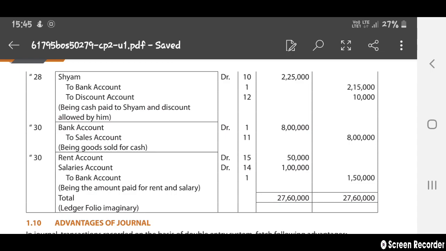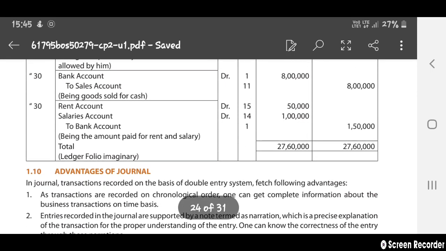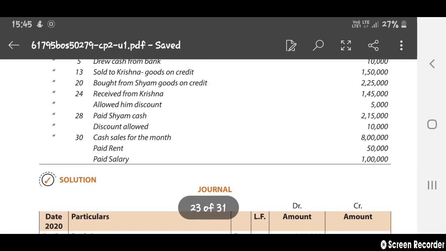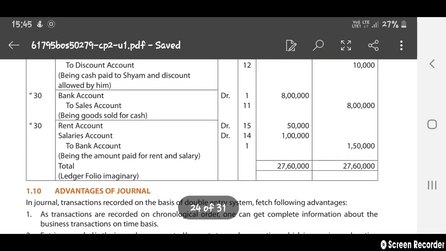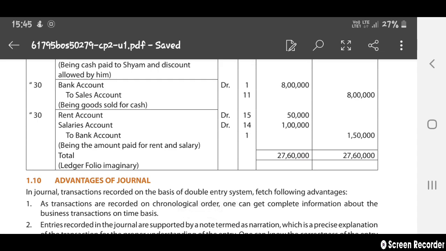This is the next journal. Next is April 30th, cash sales for the month. So from bank account to sales account, being goods sold for cash. We have sold the goods for cash. So 8 lakh is debited to bank account and credited to our sales account. And finally, on April 30 we have given some rent.